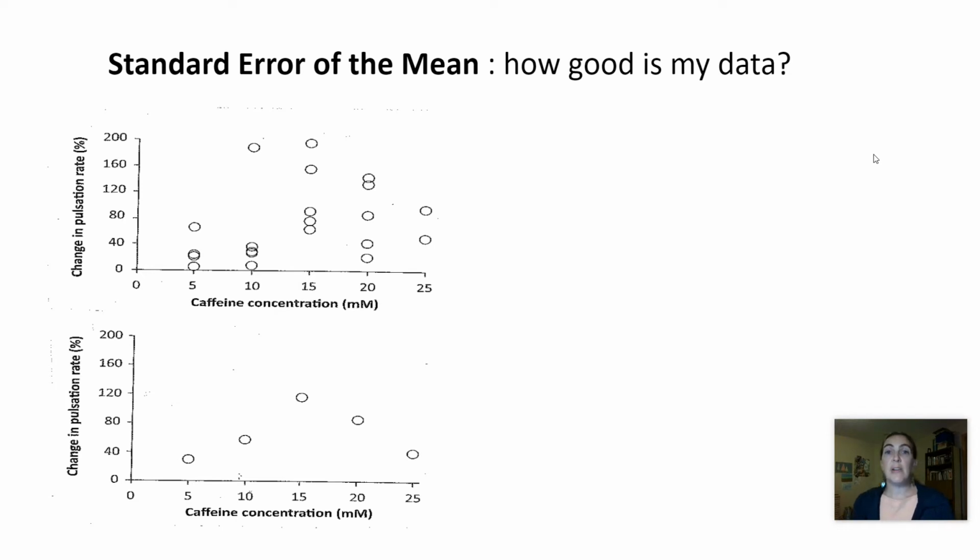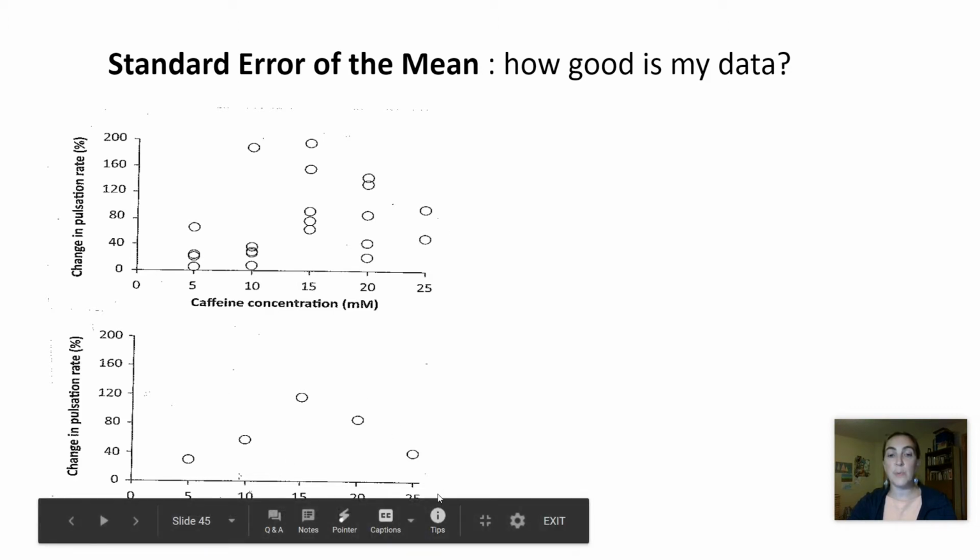So standard error of the mean helps us to figure out how reliable our data is. If you have data that looks like this, the top graph here shows some data about caffeine concentration affecting change in pulse rate. You can see there are several data points for each concentration. This bottom graph is what it looks like if you average those. You get this pretty clear pattern. It goes up and then it comes back down.